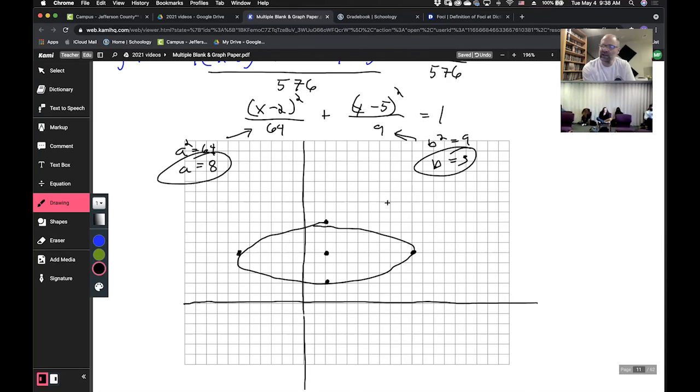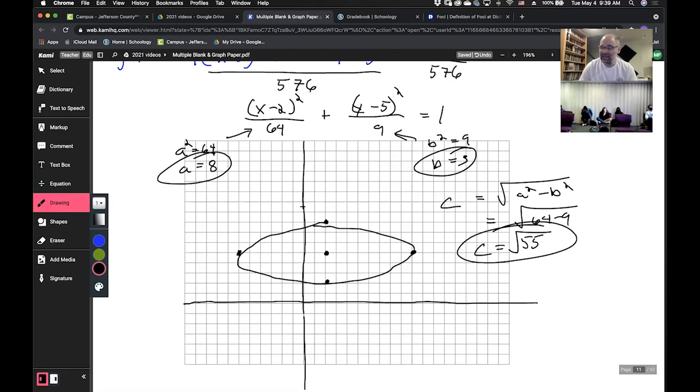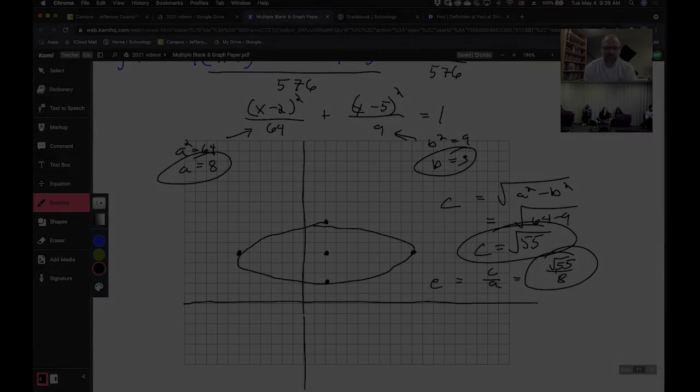So graph the following equation. Find the center, the vertices, the co-vertices, and the foci. How do you figure out the foci again? Well, c equals the square root of a squared minus b squared. We already know a squared and b squared, so that's 64 minus 9, which is 55. There's no perfect square in there, so c equals the square root of 55. And if I wanted to find the eccentricity, it would just be c over a, which is square root of 55 over 8. That's it.